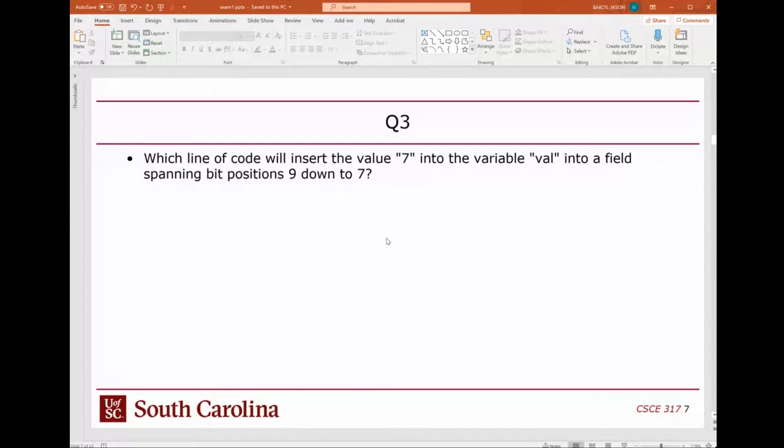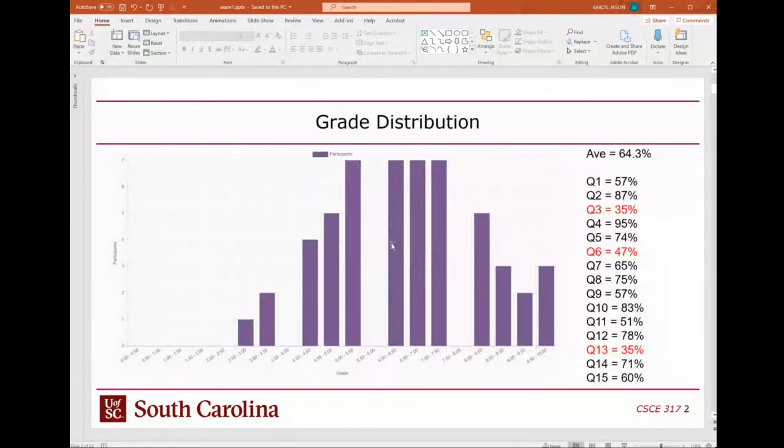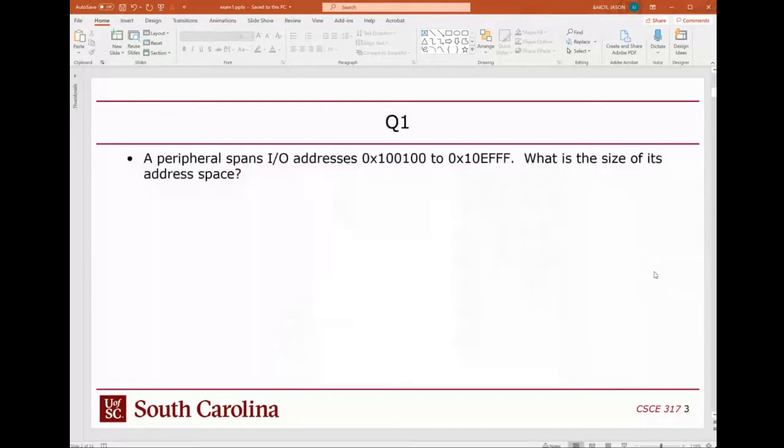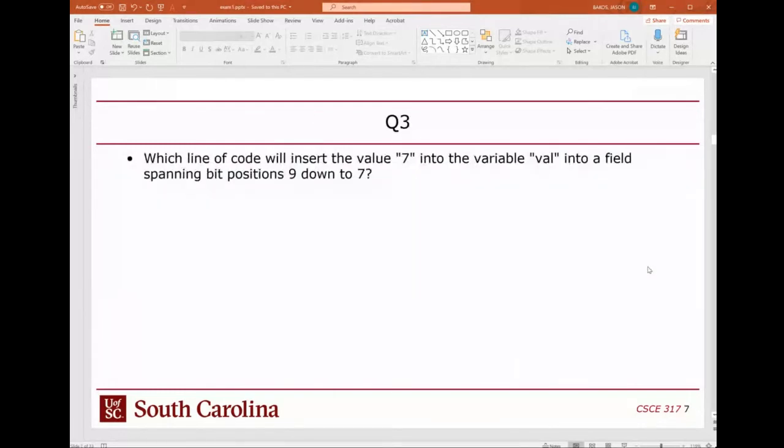Okay, question 3: which line of code will insert the value 7? Now this one, I think question 3 was the lowest. Well, question 3 and question 13 were both only 35%. Only 35% of you got those 2 questions right. This one was not exactly from the slide.